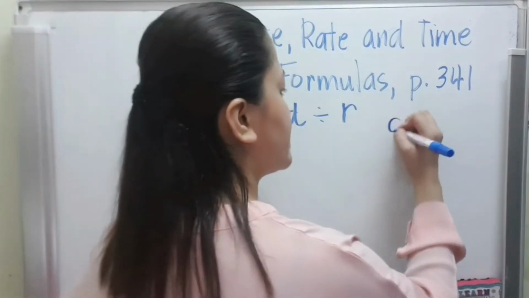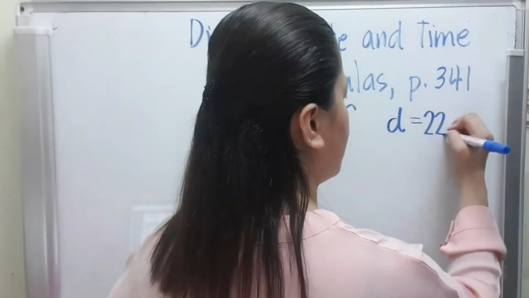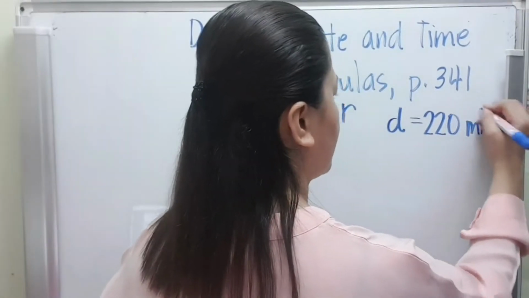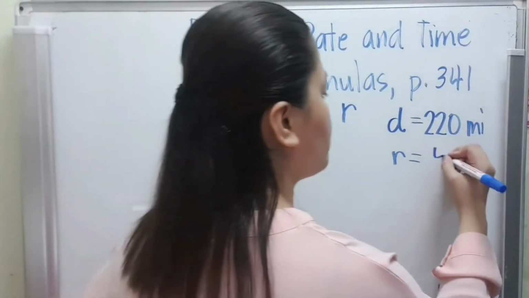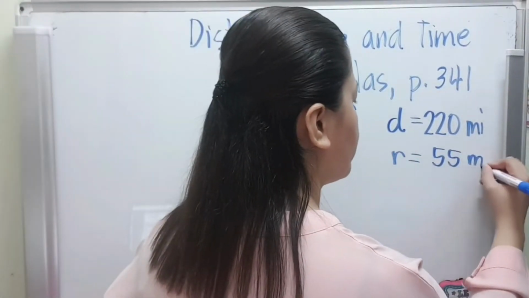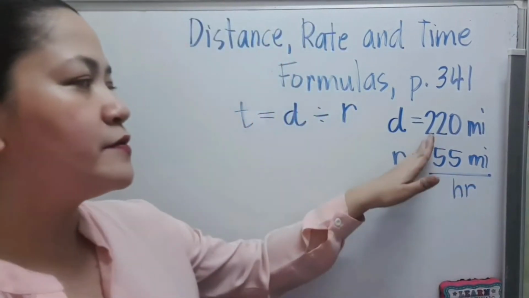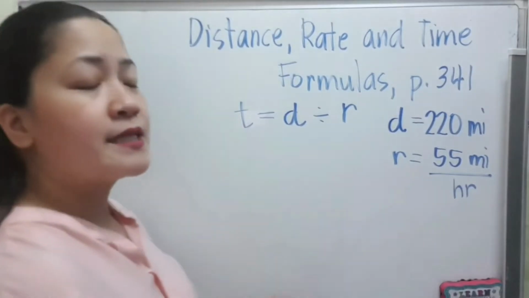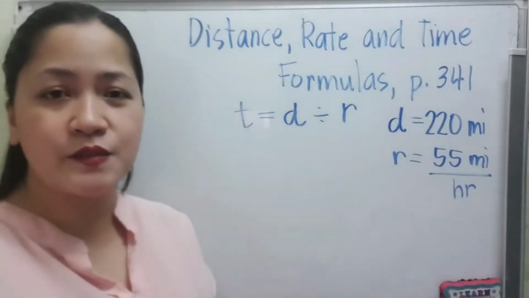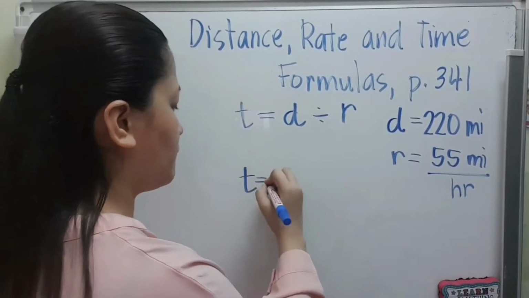Now, what is the distance that she traveled? That is 220 miles. How about the rate? The rate is 55 miles per hour. So we will be using this given to solve for the time. Now, to solve, we are just going to substitute. So T, this is what we are looking for.